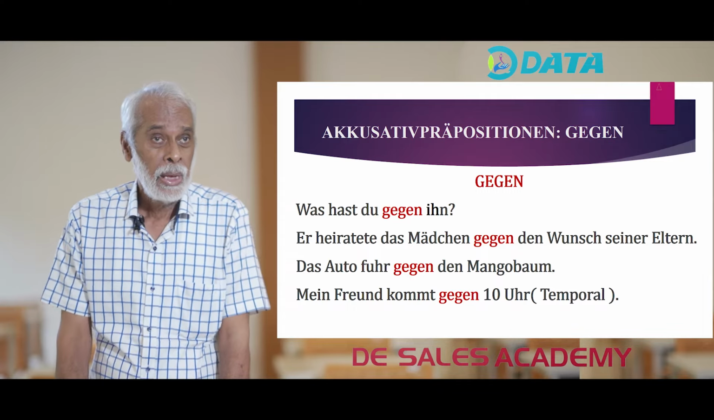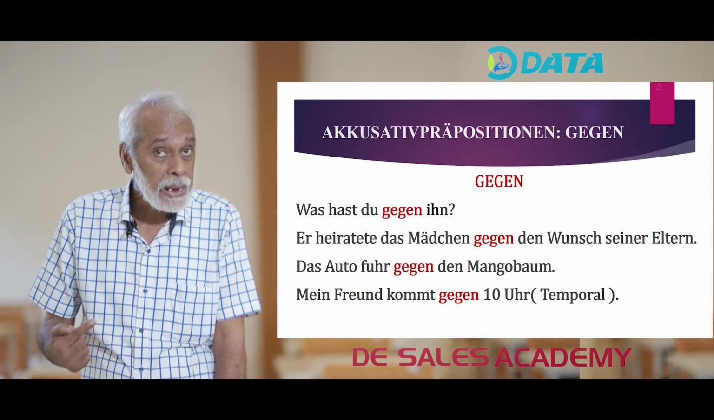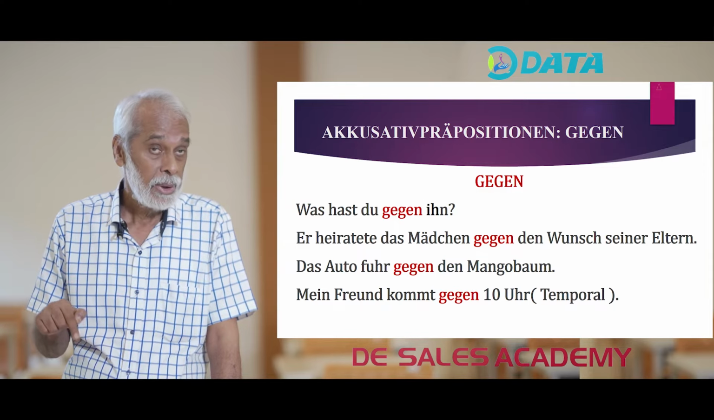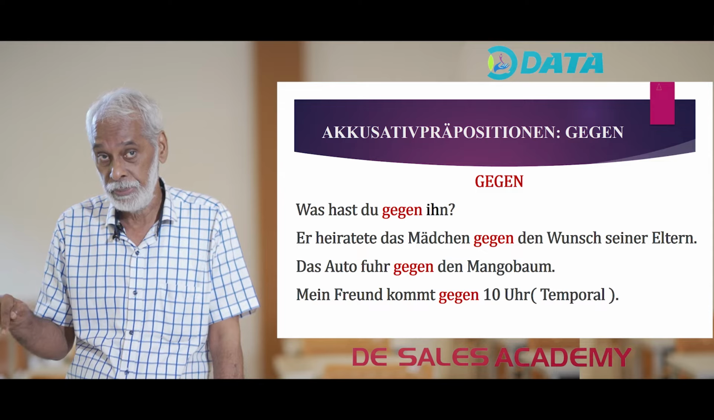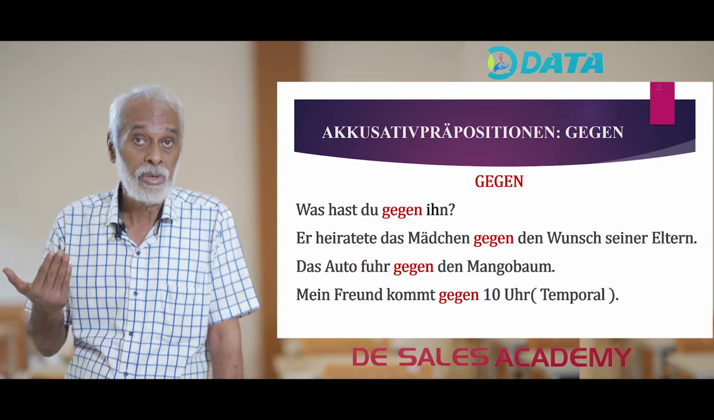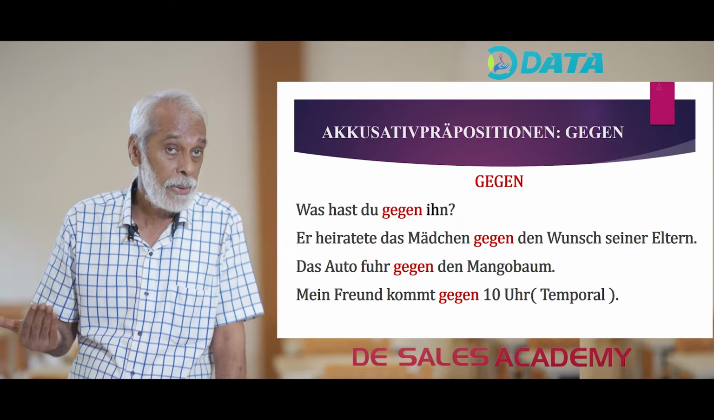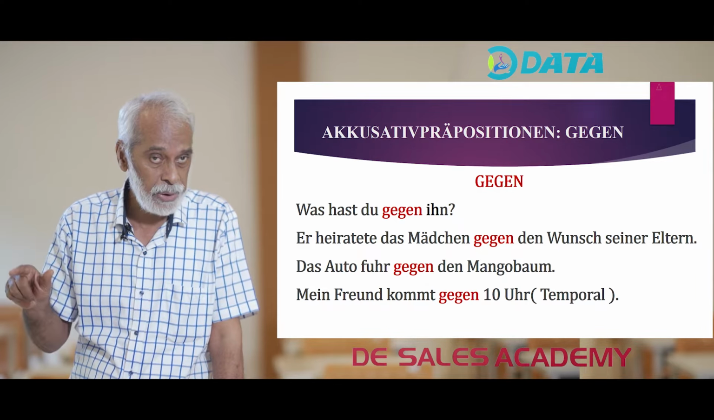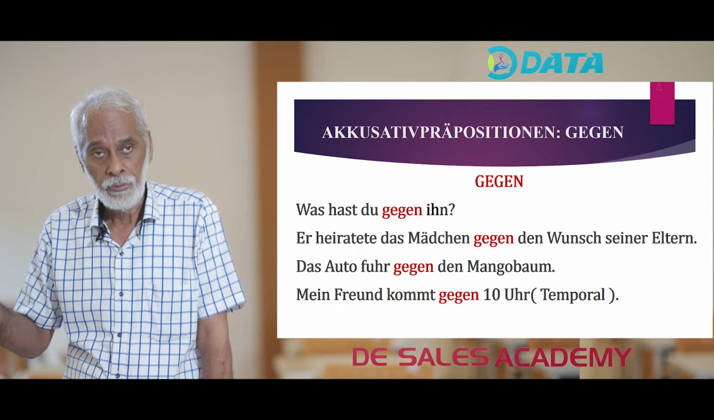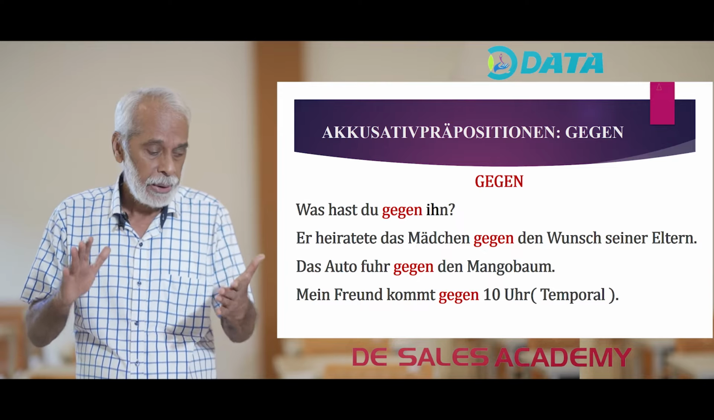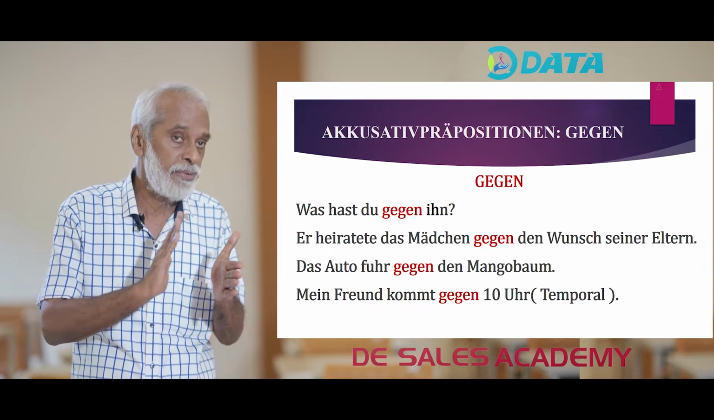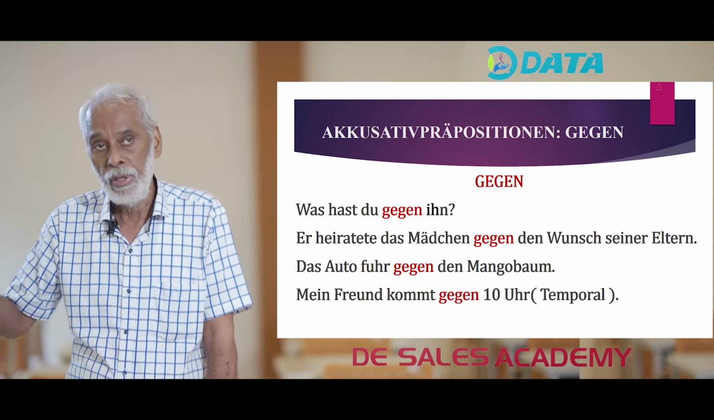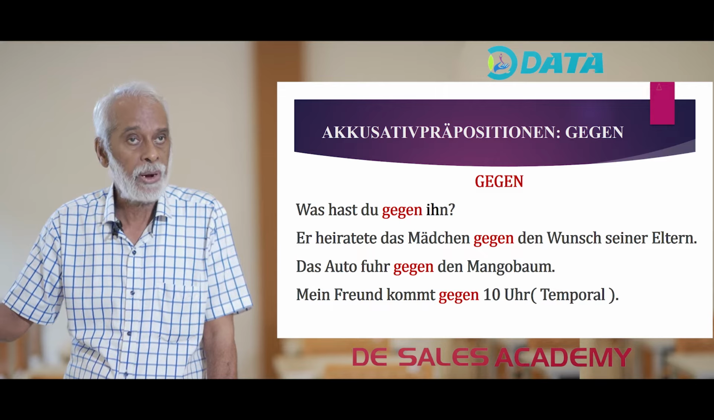Second one: er heiratete das Mädchen gegen den Wunsch seiner Eltern. He married the girl against the wish of his parents. So it is der Wunsch. Gegen is in front of der Wunsch, so it becomes accusative. It will become gegen den Wunsch. So what you have to keep in mind is gegen, when the meaning is against, but it need not be physical. The meaning can also be in an abstract way. For example, in this sentence, against the wish, against the opinion, etc.